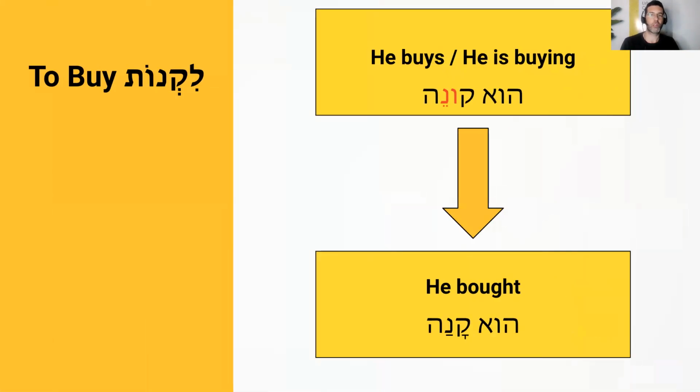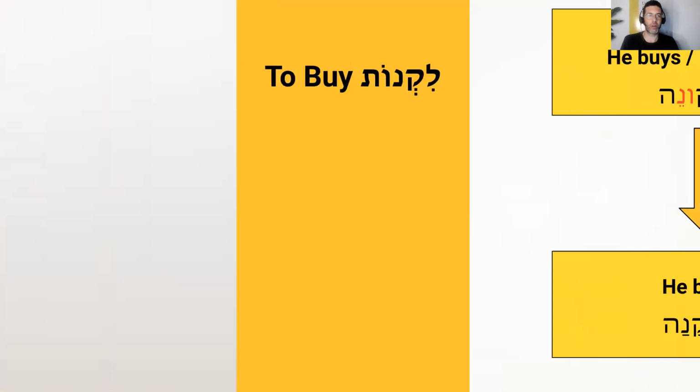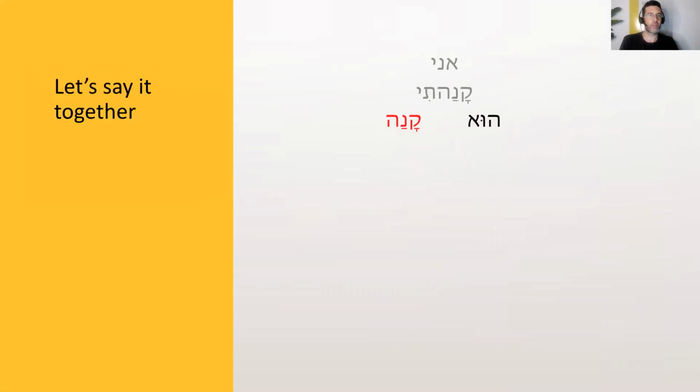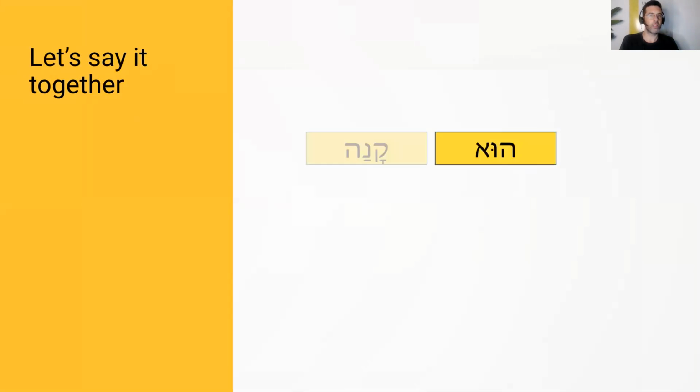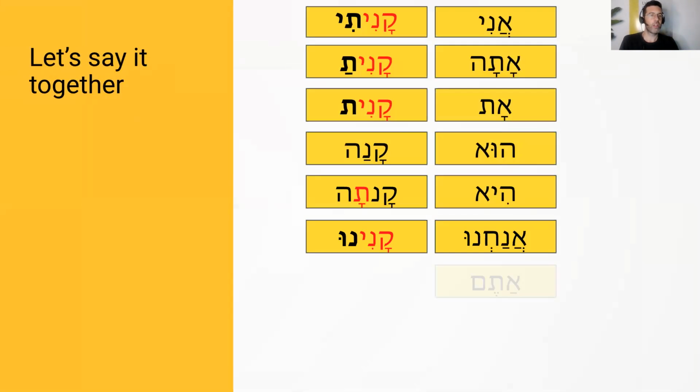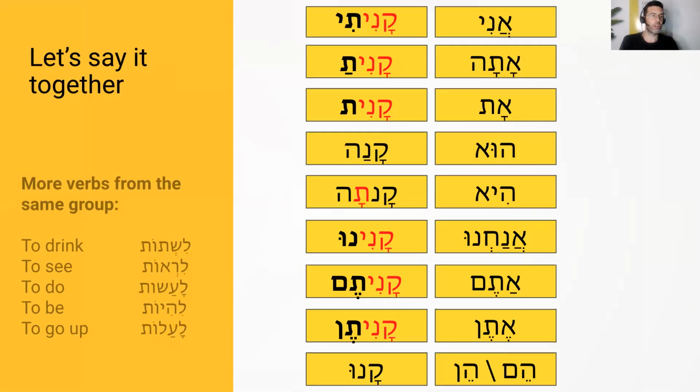Okay, so here's the first one, liknot, to buy. Wait a second. Now I will have the other verbs that work the same. Let's go over them, okay? I'm just saying in Hebrew, I want you to hear the pattern.